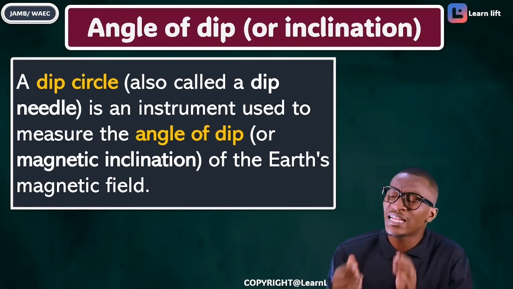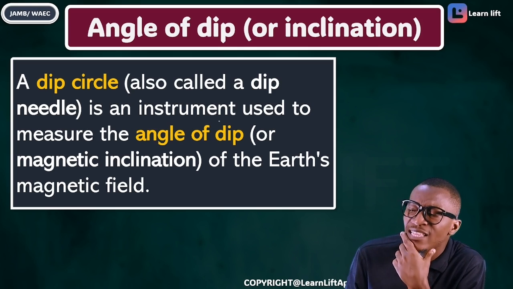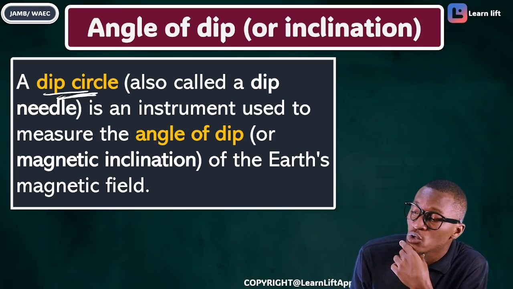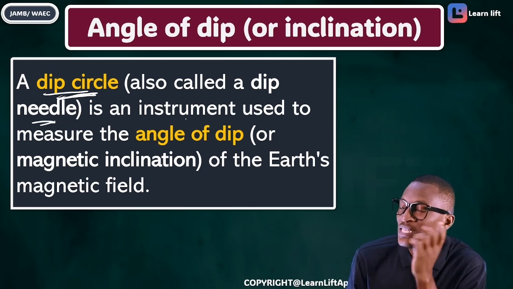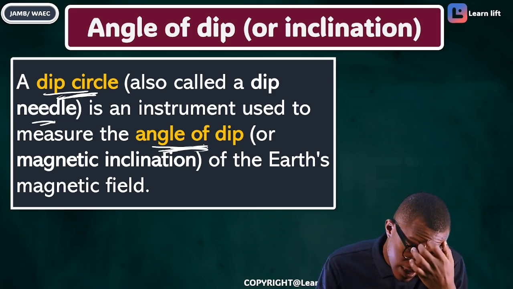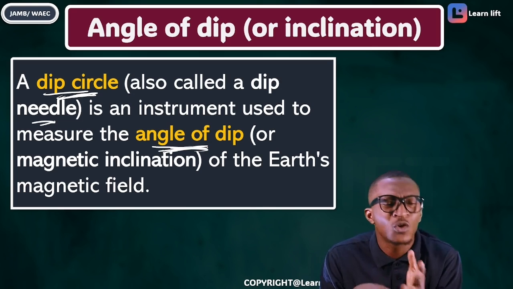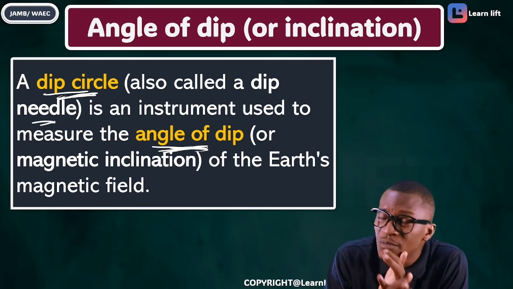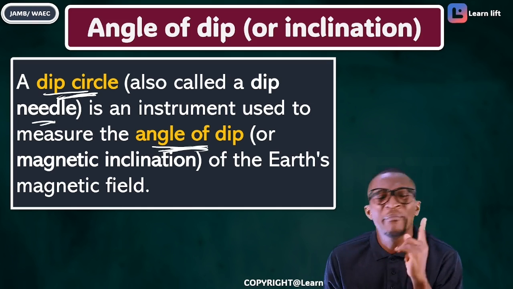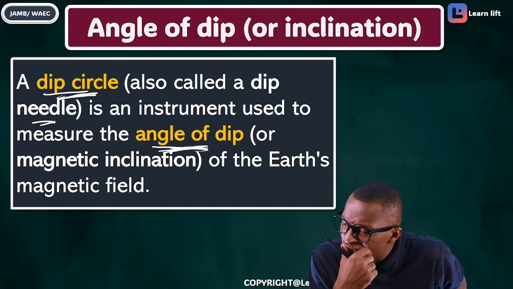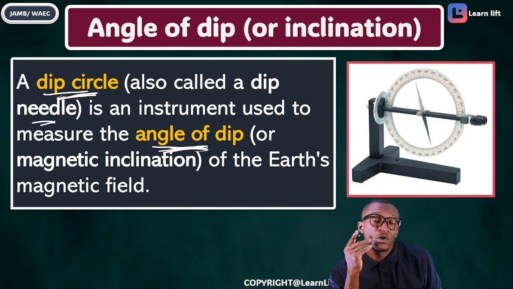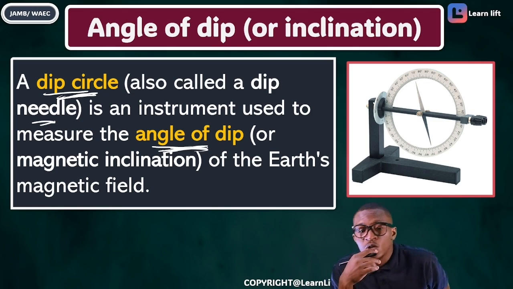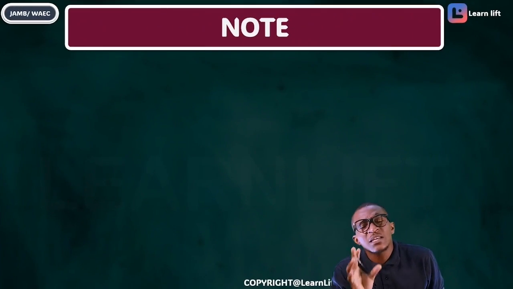Also take note that the angle of dip is measured by an instrument called the dip circle, also called the dip needle. The dip circle, also known as the dip needle, is an instrument to measure the angle of dip. Everybody, what is used to measure the angle of dip? The dip circle, also called the dip needle. And this is the diagram of the dip circle or the dip needle. You can see that it is used to measure the angle of dip. Do you understand that? Now there's something we need to note.